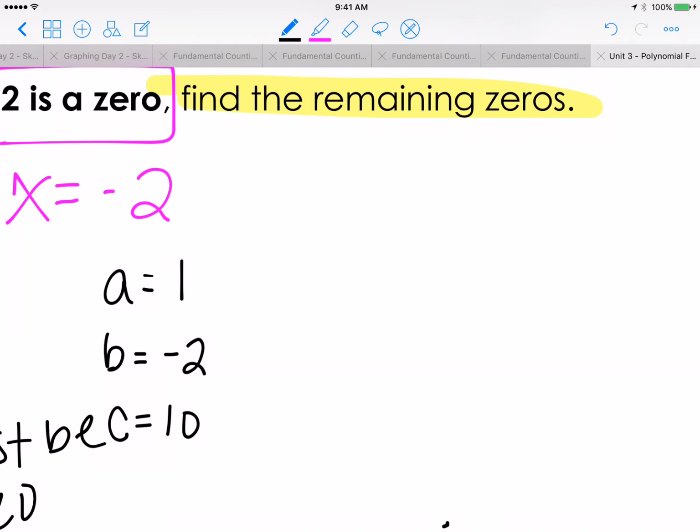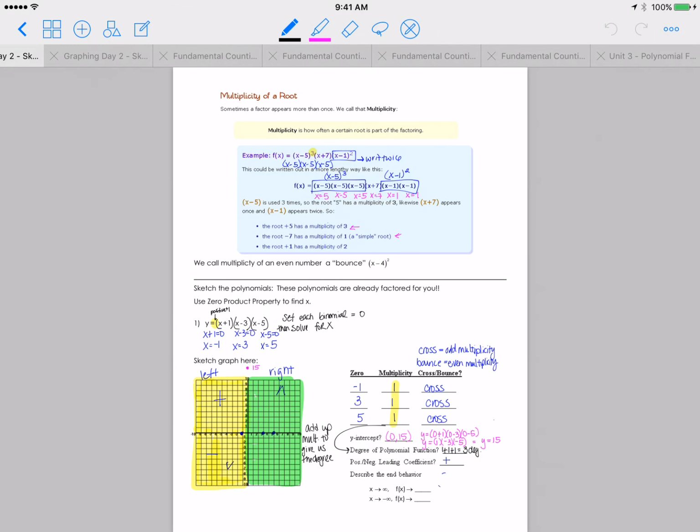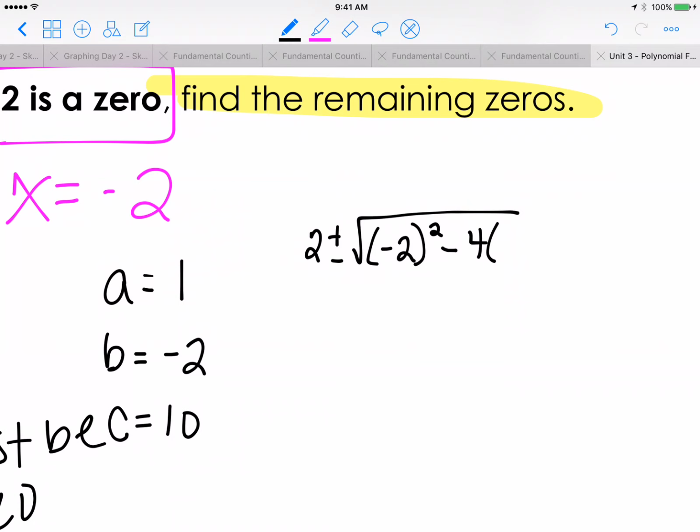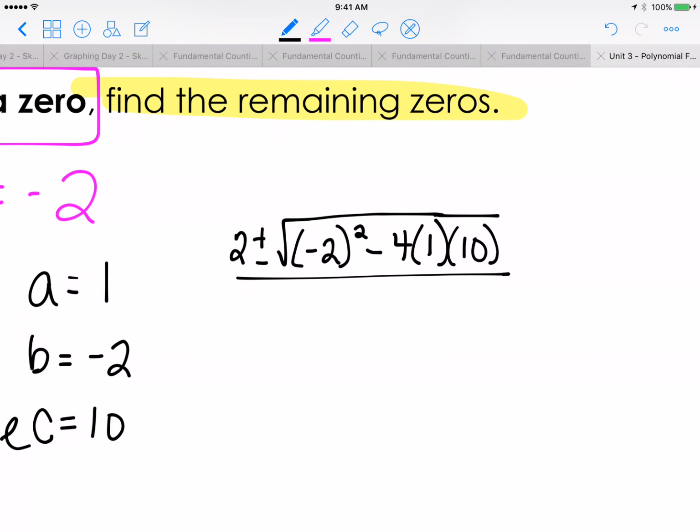So remember, it's the opposite of b. So 2, so positive 2, plus or minus the square root of negative 2 squared. Don't forget to put those in parentheses, because if you square them in your calculator without the parentheses, it's not going to give you the right answer. It's going to give you a negative 4, which we know is wrong, because negative 2 times negative 2 is a positive 4, not a negative. So minus 4 times a, which is 1, times c, which is 10, all over 2 times a, which is 1.